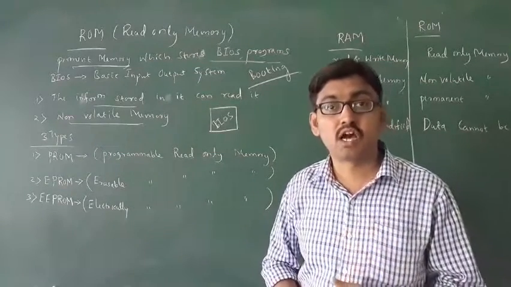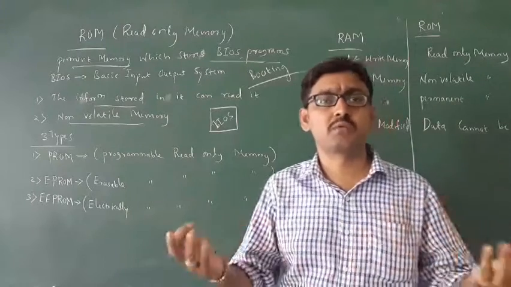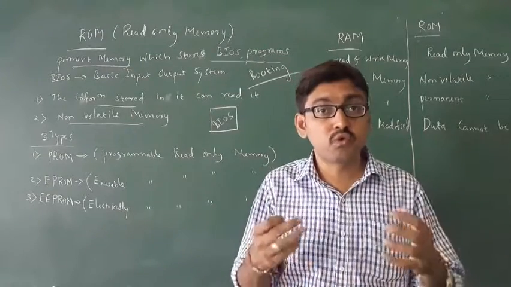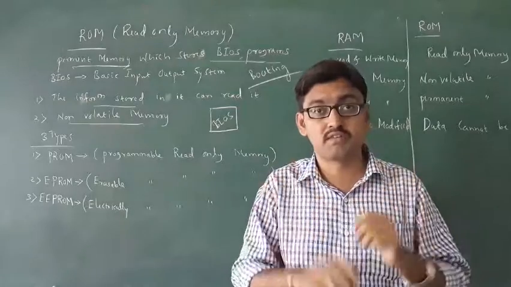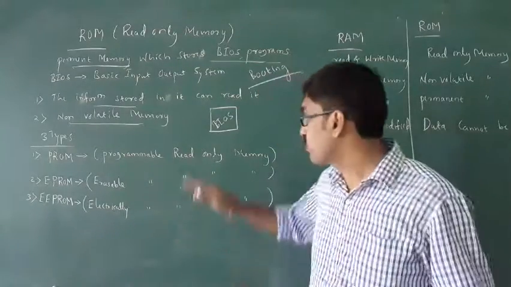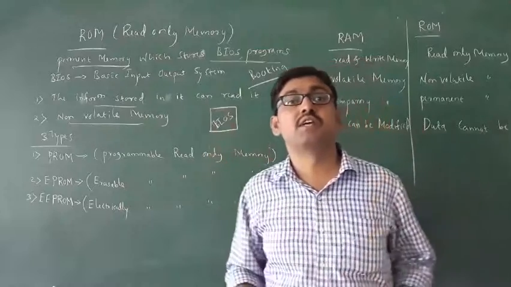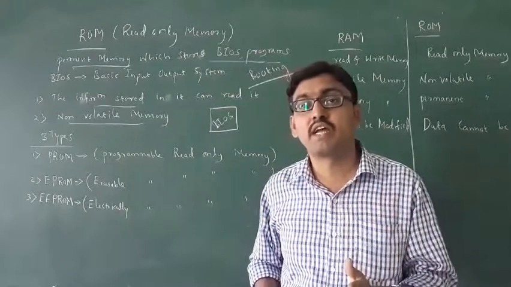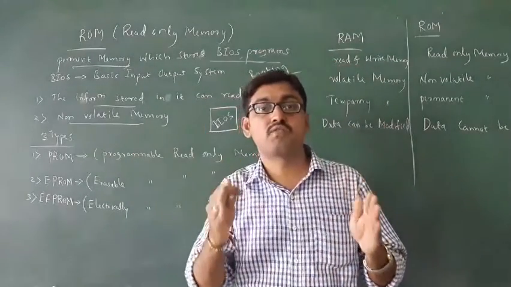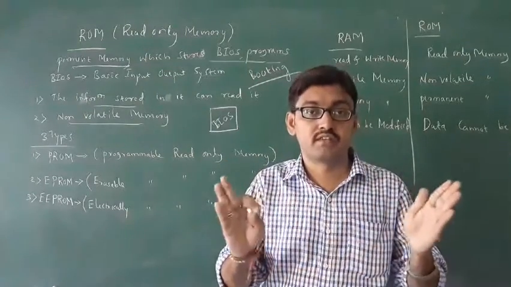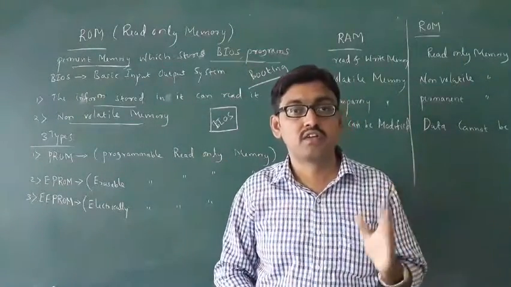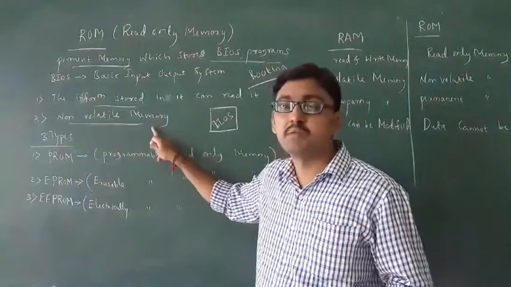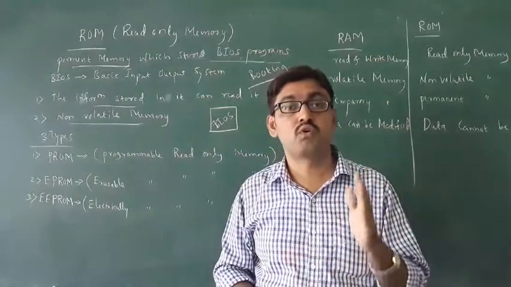That's why its name is non-volatile memory. For example, if you are working, and the current goes, or you are starting the PC and the current goes, whatever BIOS programs are stored in the ROM cannot be erased. They remain fixed. BIOS programs will not be erased at all in this. That's why ROM is a non-volatile memory. Non-volatile means during power failure, whatever information is stored in ROM cannot be erased. Volatile means erased. An example for volatile memory is RAM. An example for non-volatile memory is ROM. Okay, this you have to remember.